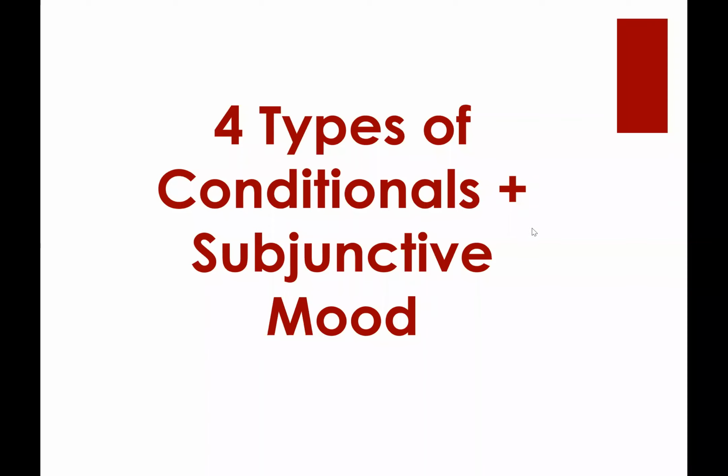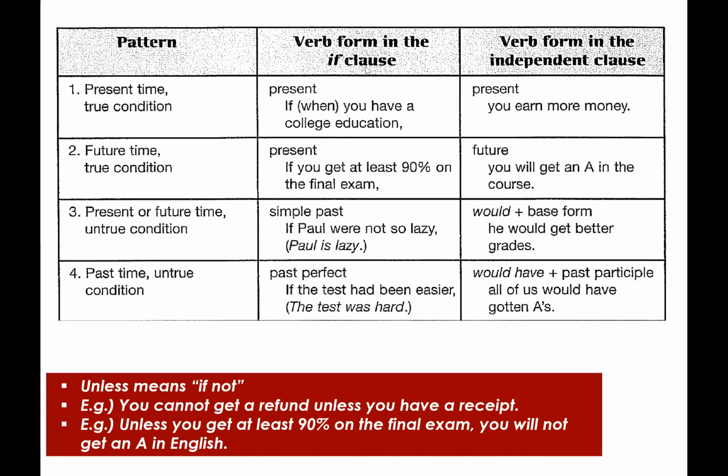Hey guys, today we're talking about four types of conditionals and subjunctive mood. So we do know that conditionals start with the subordinator if. And sometimes, of course, if you want to mean if not, you can use unless. But we have four basic types. So let's take a look at the first one.